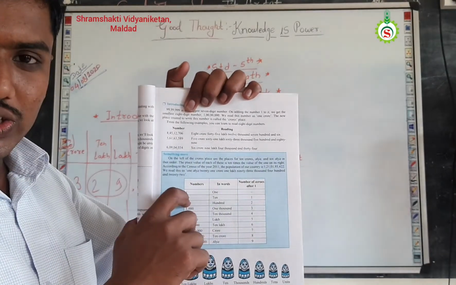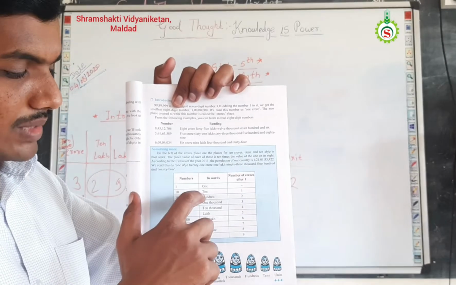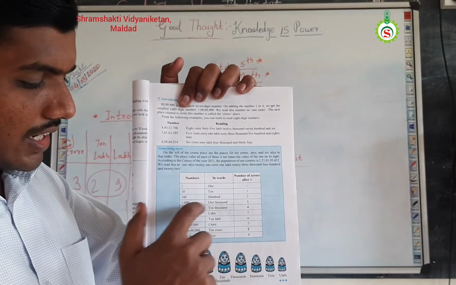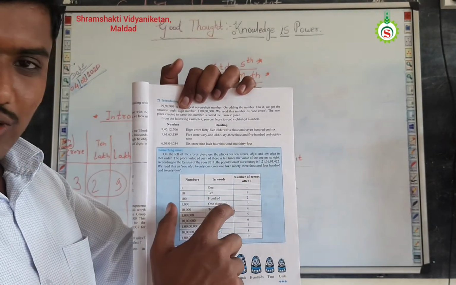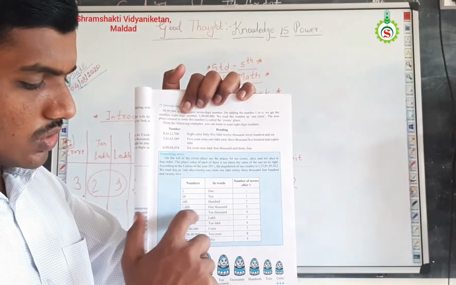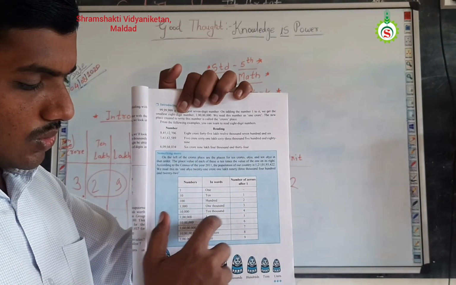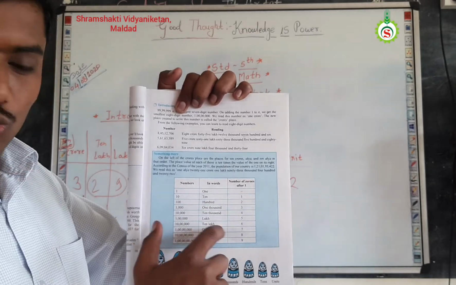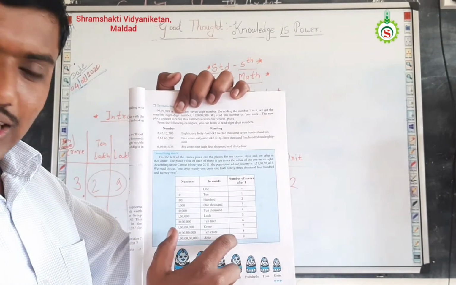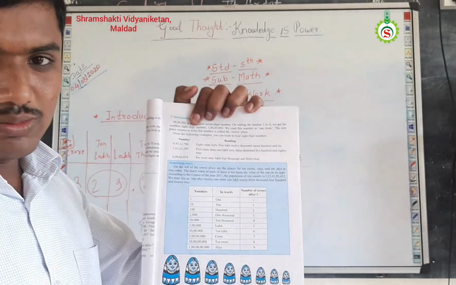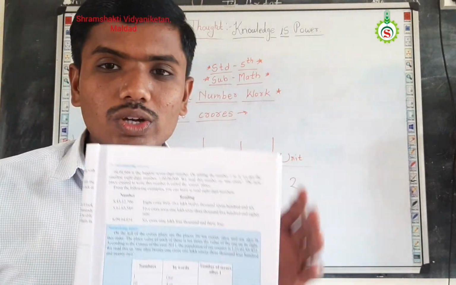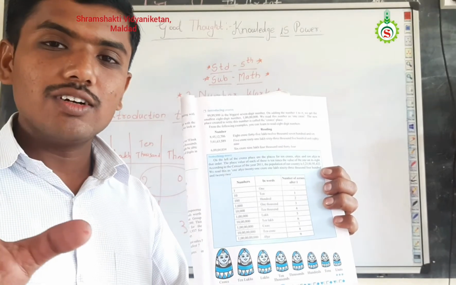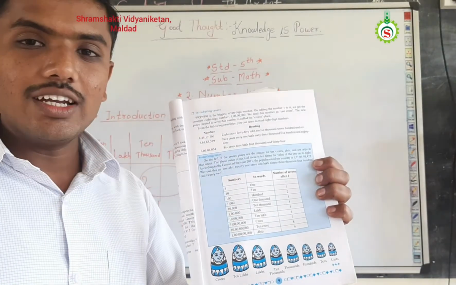Then there will be the 1 0. That means that is tens. Then there are 2 zeros. That means that is hundred. 3 zeros, thousand. Then 4 zeros, ten thousand. 5 zeros, lakh. 6 zeros, ten lakh. 7 zeros, crores. 8 zeros, ten crores. And 9 zeros, arab. Like that, you can identify or read the given number.